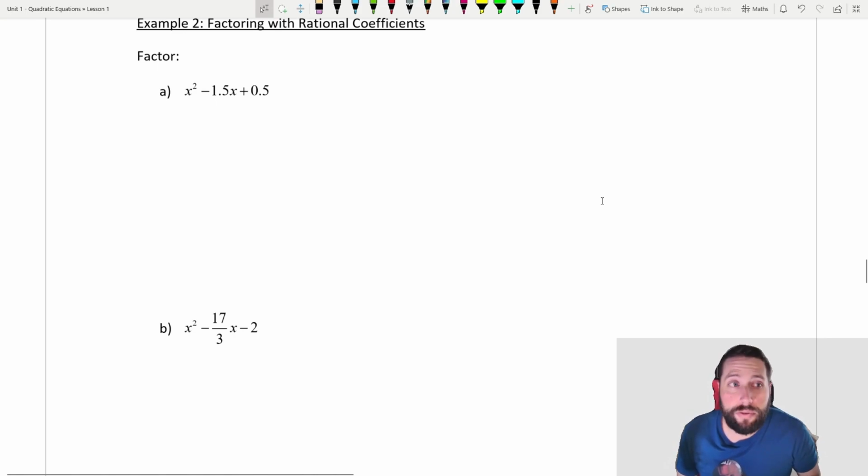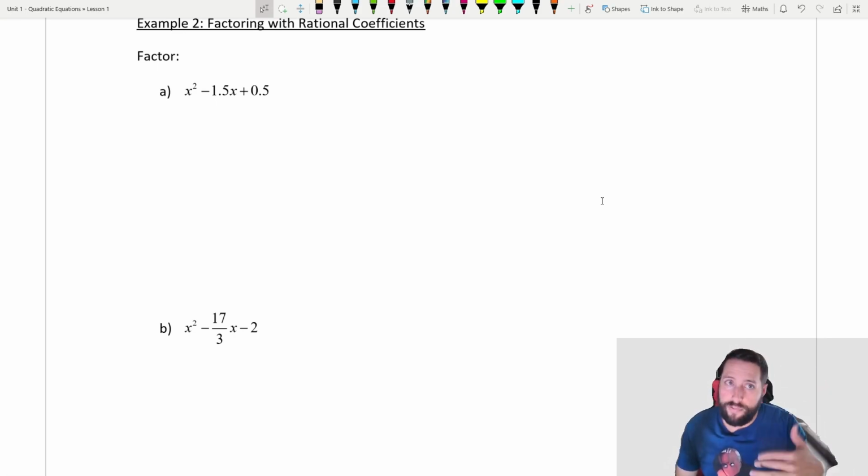Moving on to example 2. Example 2 will be a few different ways we're going to factor. We're going to factor with rational coefficients. So now it's going to be a little bit different because we're going to be dealing with fractions as well as decimals. Okay, so let's get started.